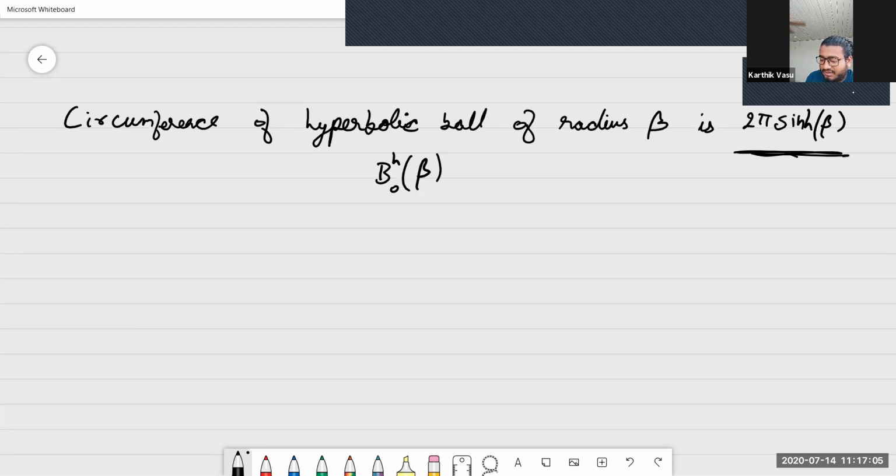Your circumference grows exponentially. If the curvature was positive, the circumference would grow slower than linear. Linear would be for zero curvature. So if you had positive curvature, this would grow in a slower fashion.